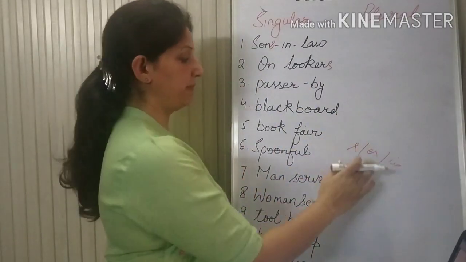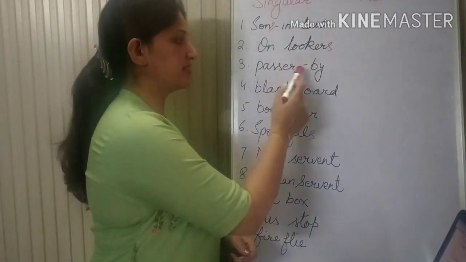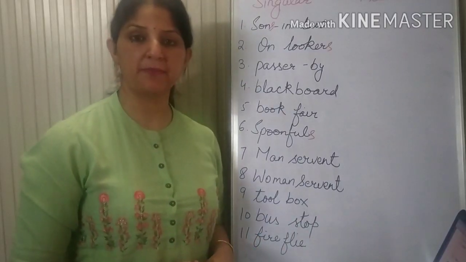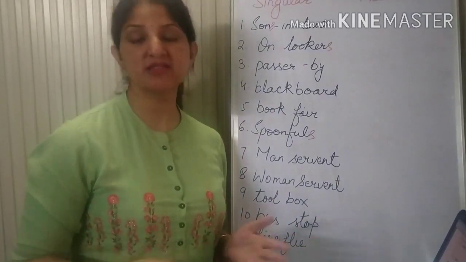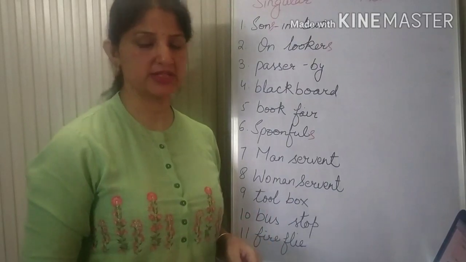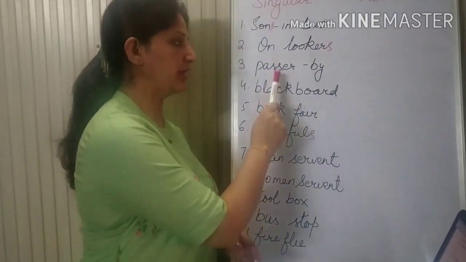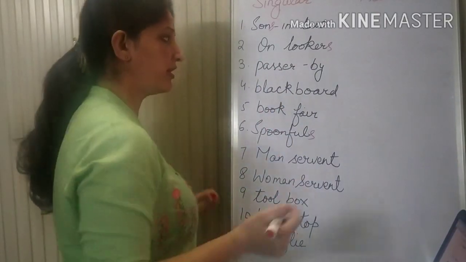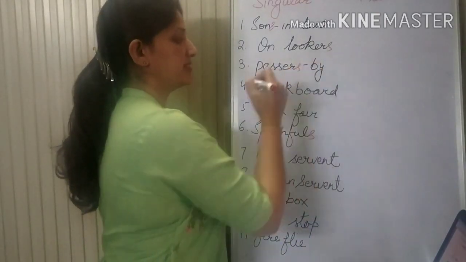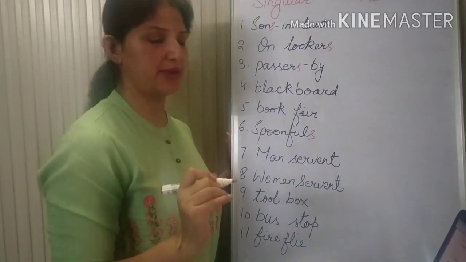Now the next word is passerby. Who is the passerby? A passerby is a person who passes from somewhere, who goes from somewhere, right? So what is the main word over here? Passer or by? Obviously the main word is passer. So we'll put an s after passer. So it becomes passers-by. Fine.